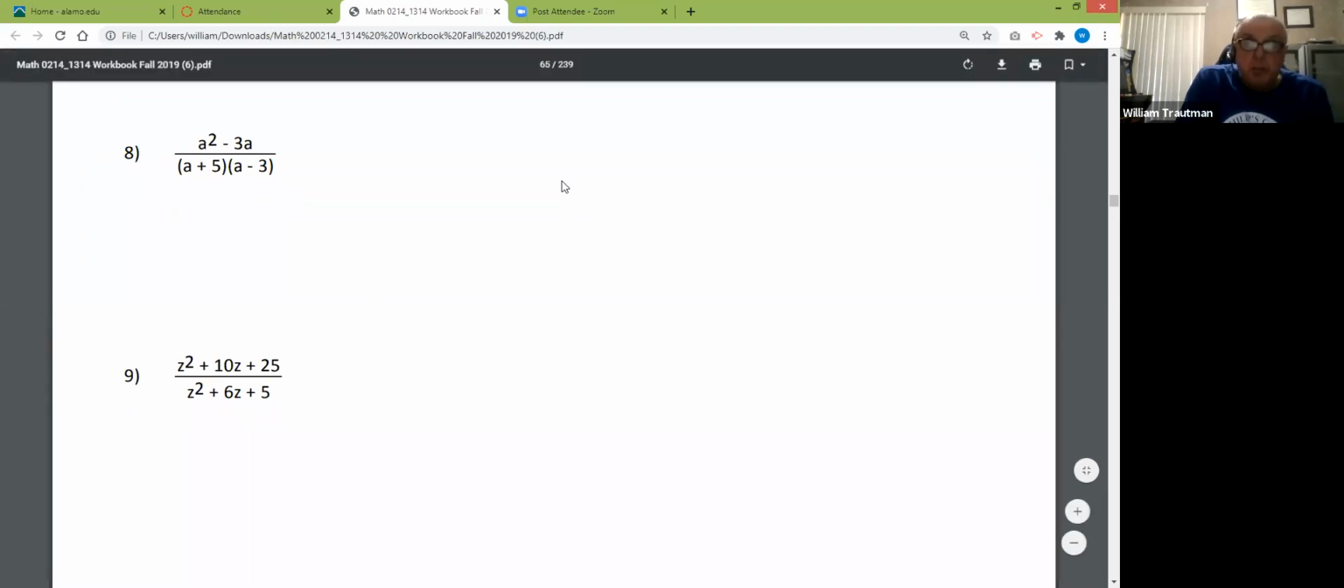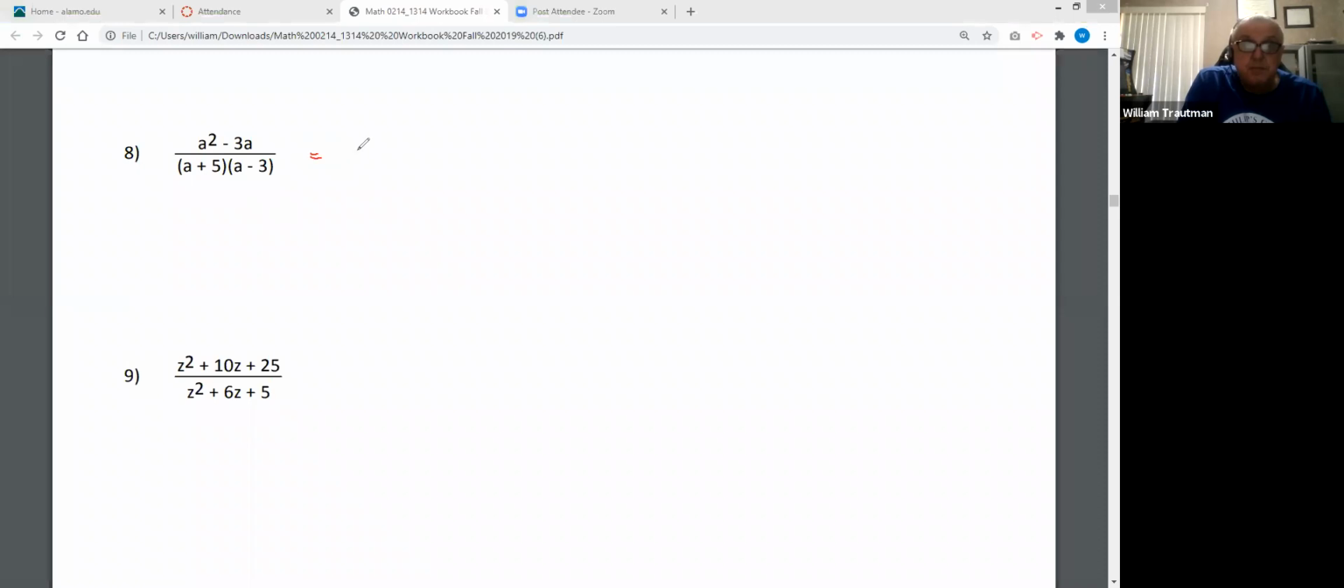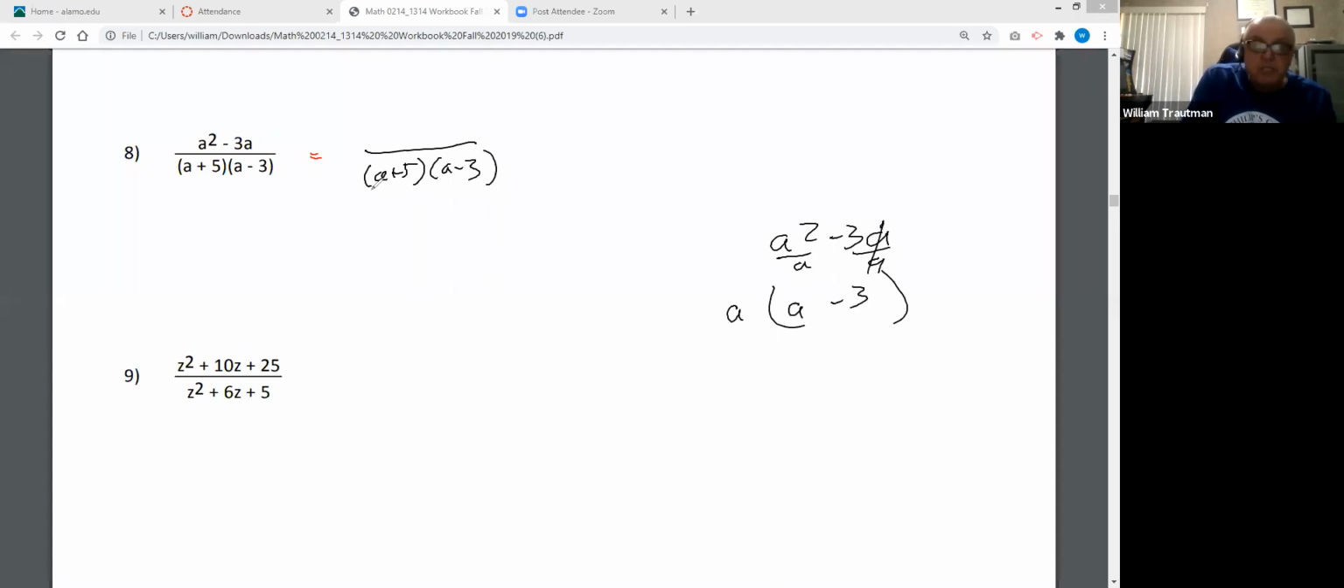Question 8. The bottom's factored for us already. The bottom is done. It's a plus 5, a minus 3. The top, if you look, is a squared minus 3a. Always look for a GCF first, and sure enough, the lowest power of a is a. If I divide both by a, I'm left with a on top, minus 3. So the top factors: an a pops out of there, and we get a minus 3. Step 1, everything's factored.